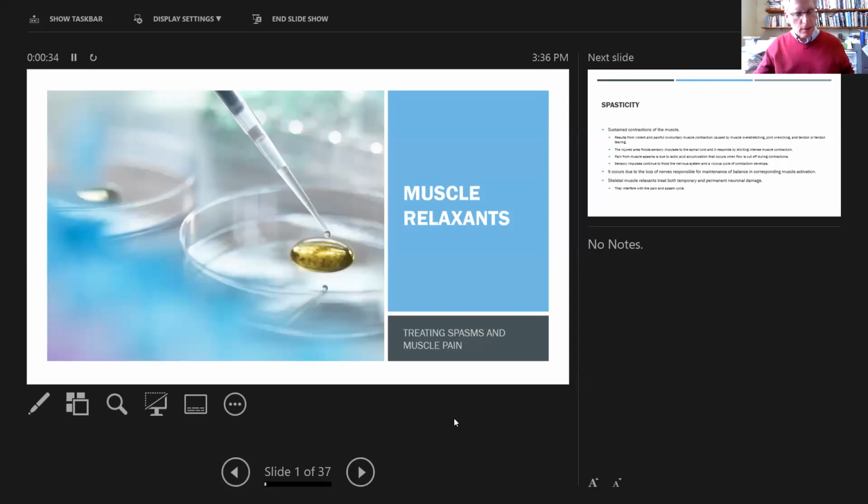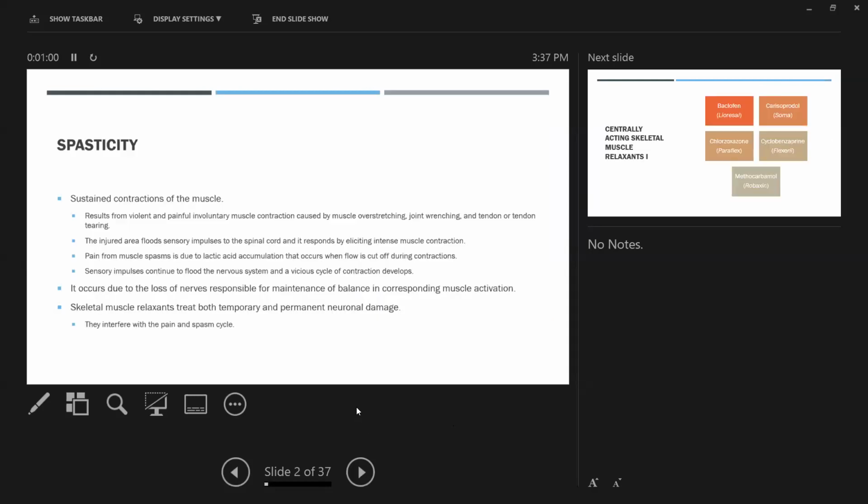Okay, nurses. This presentation is about muscle relaxants. This is a very diverse group of drugs, but the outcomes are pretty much the same for each drug. You have reduced activity in the muscles, and that will reduce spasms and reduce the pain associated with spasms.